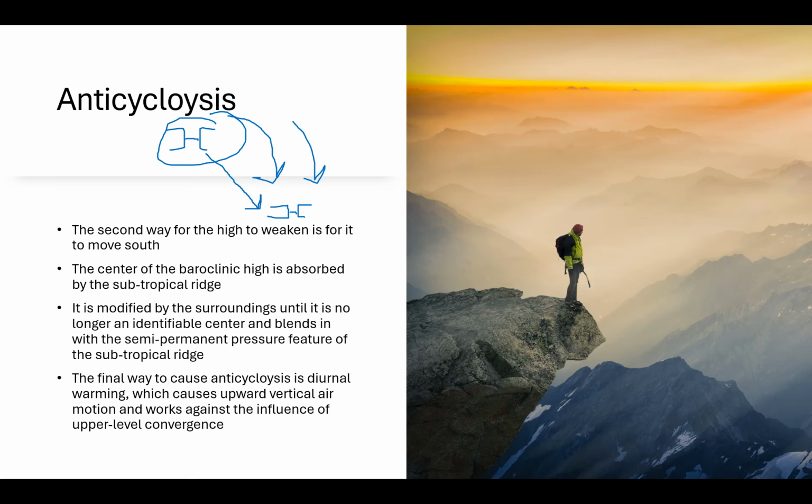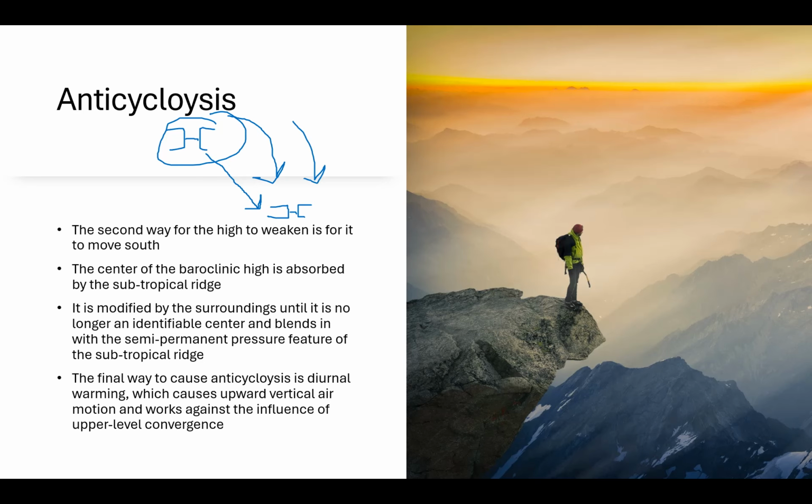Maybe that surface is snow covered over Canada, but when it comes out over bare ground as it moves southeastward towards the mid-Atlantic and the southeast, you're losing that source of cooling beneath this high pressure system, and it's going to cause the high to eventually weaken. And eventually, the center of this baroclinic high will actually be absorbed by the subtropical ridge over the Atlantic Ocean. It is also modified by the surroundings until it is no longer an identifiable center, and it just blends in with that semi-permanent pressure feature, the subtropical ridge.